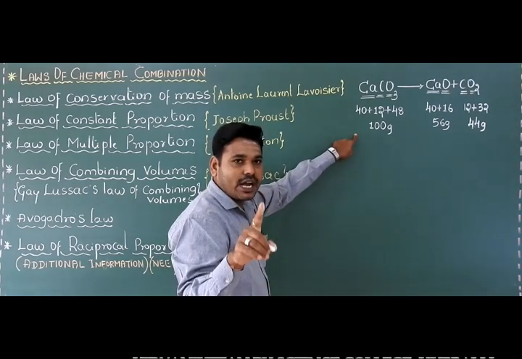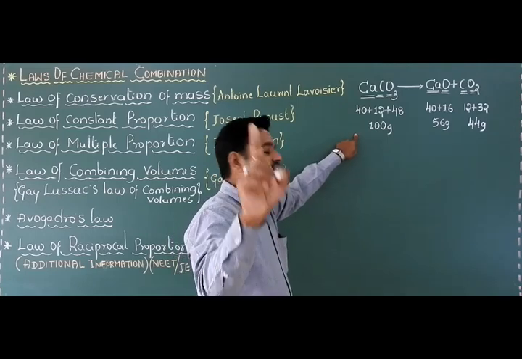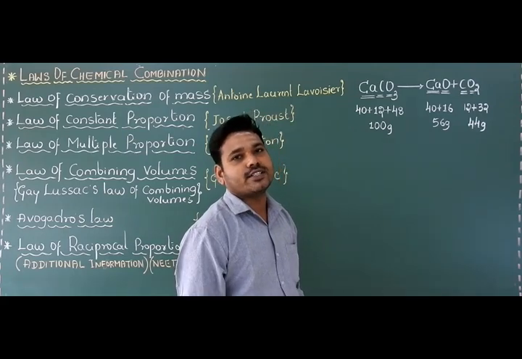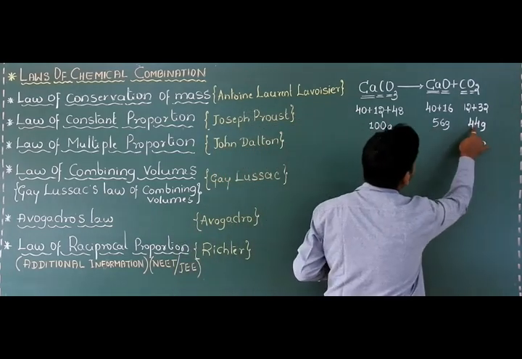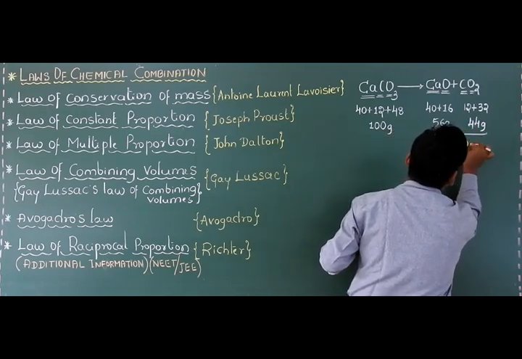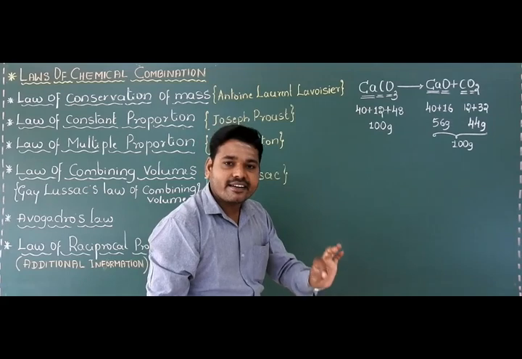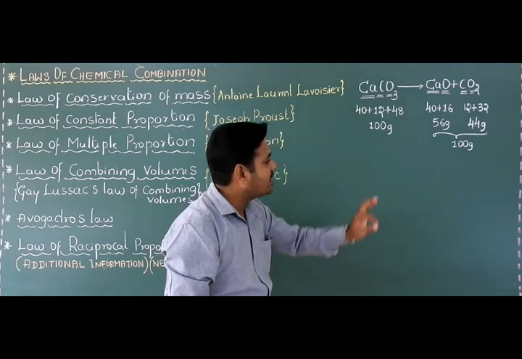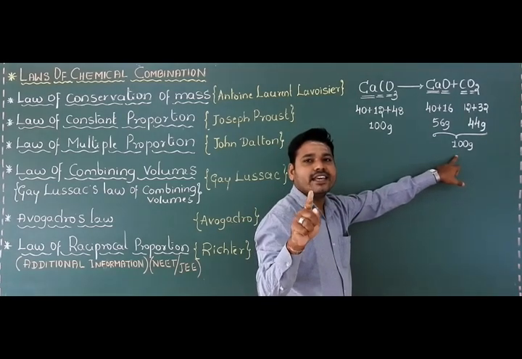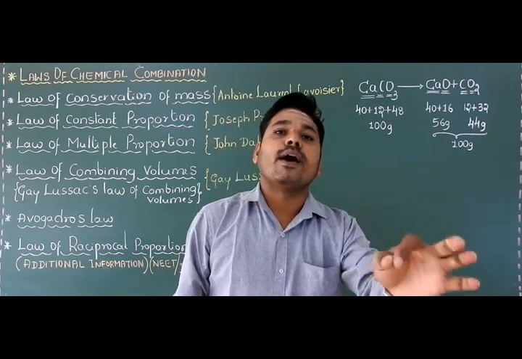100 gram of calcium carbonate when undergoing thermal decomposition gives 56 gram of calcium oxide and 44 gram of carbon dioxide, students. Now if you combine the mass of these two chemical substances, once again you will get 100 grams. Listen to this example carefully. The mass of the reactant in a chemical reaction is equal to the mass of the product in the same chemical reaction. So this itself we call the law of conservation of mass, students.